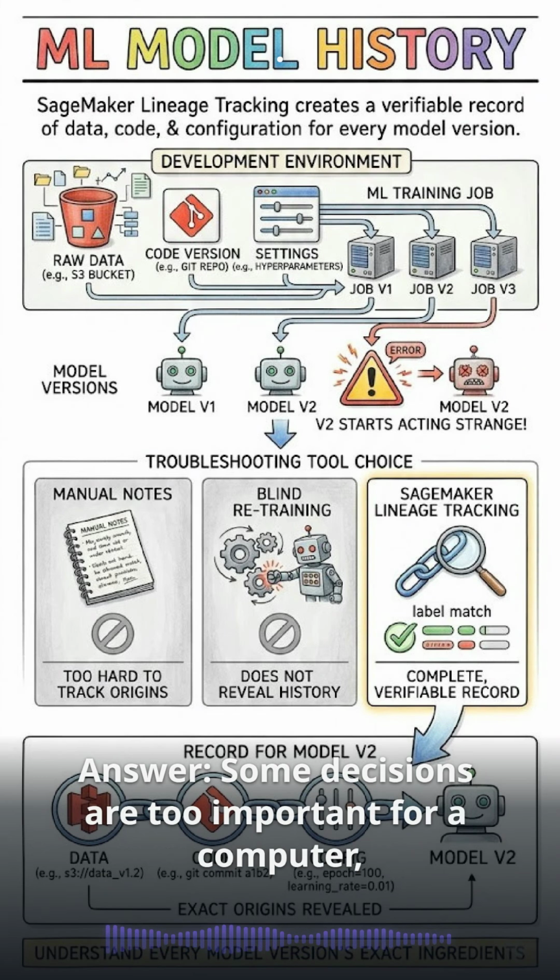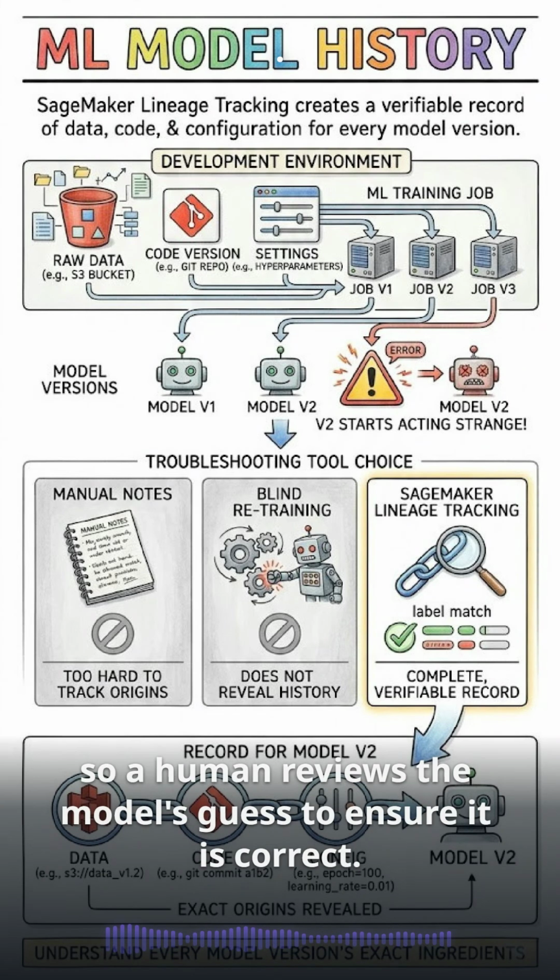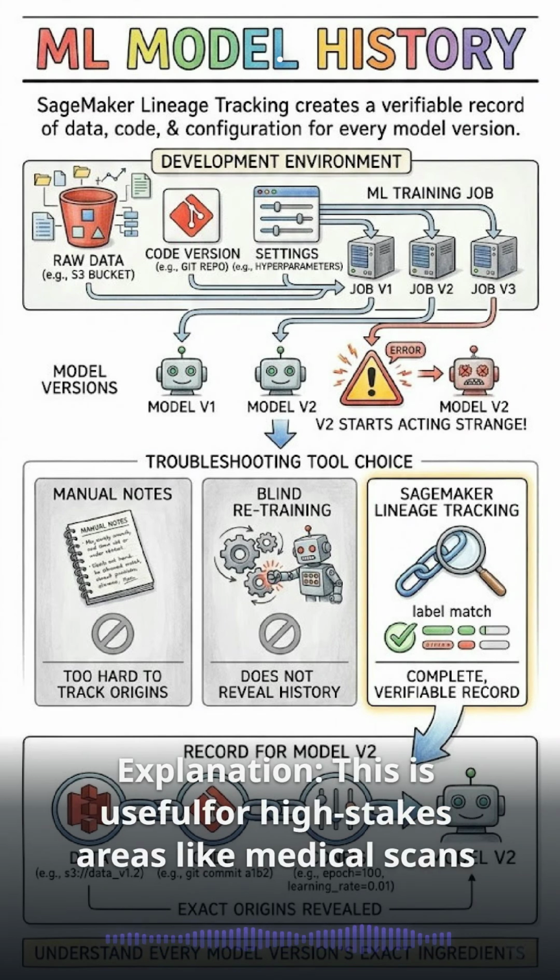Some decisions are too important for a computer. So a human reviews the model's guess to ensure it is correct. This is useful for high-stakes areas like medical scans or legal documents where a mistake could be very serious.